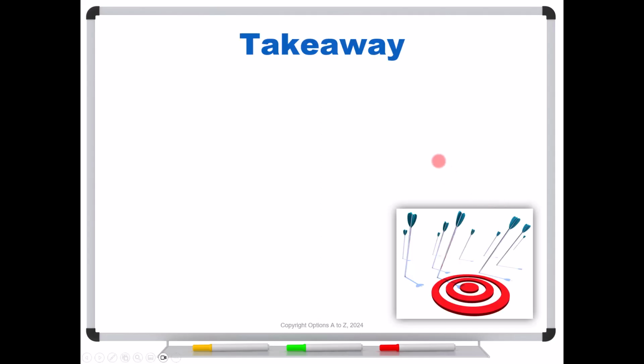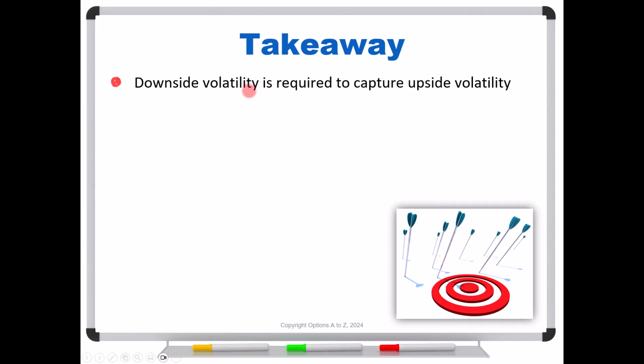So the takeaway from all of this is that downside volatility is required to capture upside volatility. I've also said this in different ways in previous videos, that the volatility of the market is a necessary evil for having profits. That's why profits are there in the stock market that are well above the risk-free rate. It's because of the downside volatility. But anytime you are hedging, you are reducing profits. So that's important. Now, that does not mean that hedging is bad. It just means that we have to be very careful about when and why we're hedging.